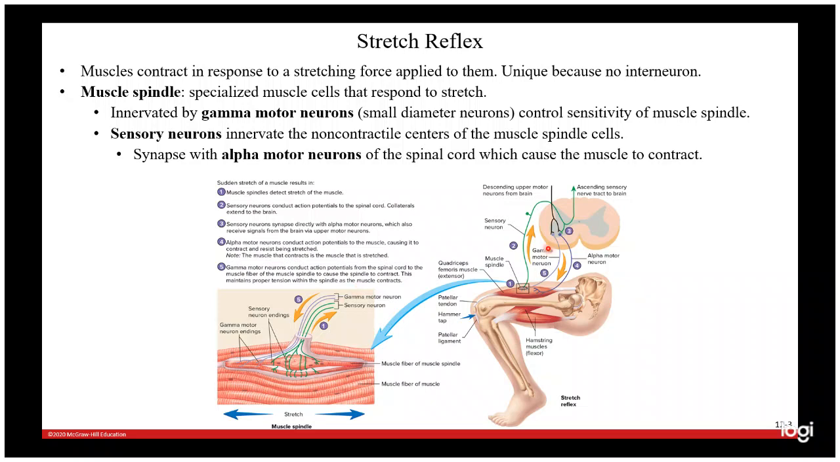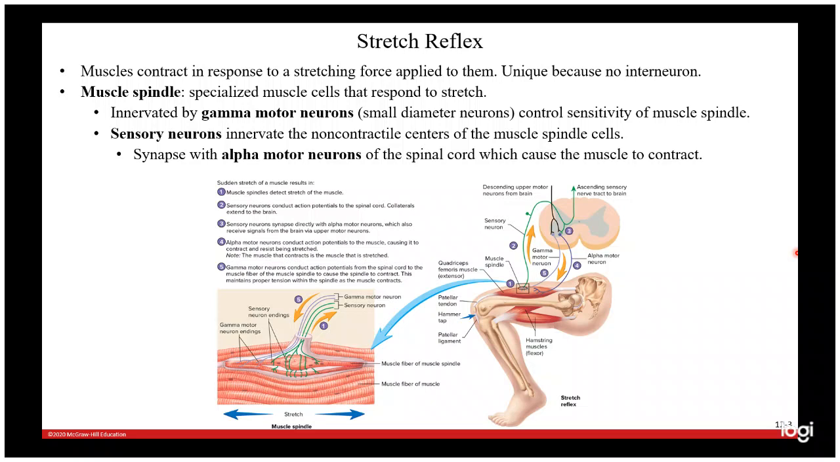All right, so the stretch reflex is the first one that we want to cover. Your muscles will contract in response to a stretching force applied to them. It doesn't have an interneuron, which makes it a monosynaptic reflex. This is really important because you need to be able to respond to too much stretching. You don't want your muscles to just tear because they keep stretching and you don't have a reflex to cause that muscle to contract again.